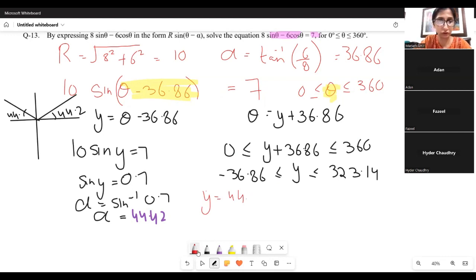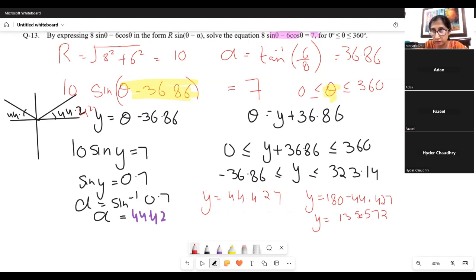It's actually 44.427, and the other one is 180 minus 44.427. Okay, so 180 minus 44.427 is 135.573. These are the two values of y.